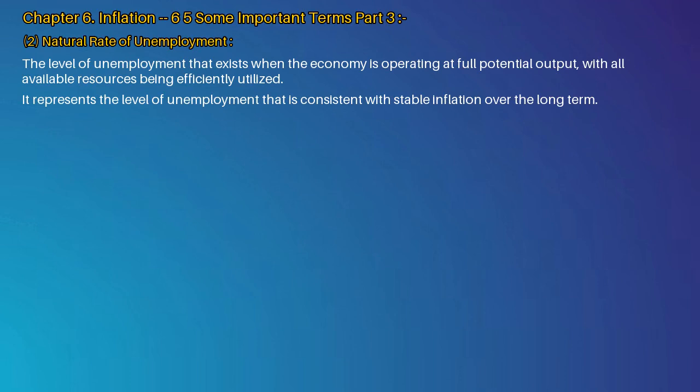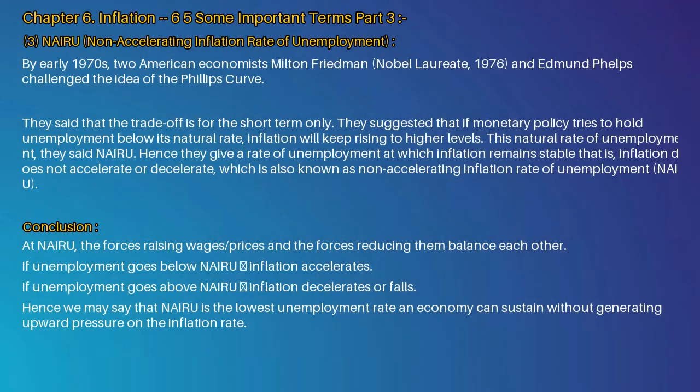2. Natural rate of unemployment. The level of unemployment that exists when the economy is operating at full potential output, with all available resources being efficiently utilized. It represents the level of unemployment that is consistent with stable inflation over the long term. Now let's discuss the term NAIRU.